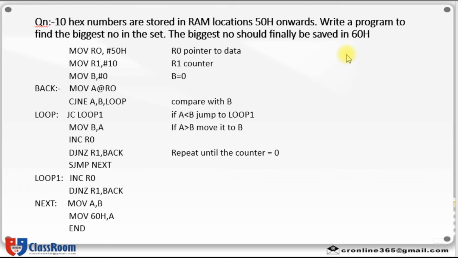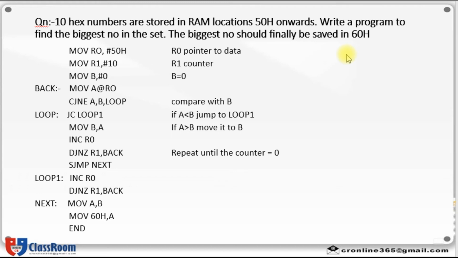So, you have 10x numbers. You can choose the numbers as either 1, 2, 3, then a smaller number 4, 5, then again 3, then 2, 6, 7, 8. Like that you can choose 10x numbers. Then you have to start from RAM locations 50H onwards. Write a program to find the biggest number in the set.